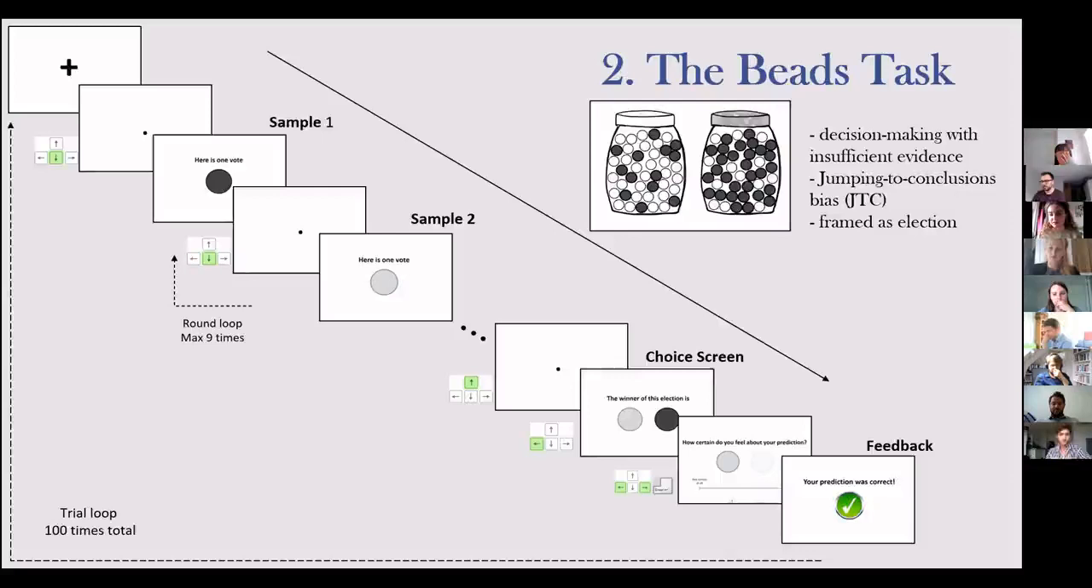And in total, participants go through 100 trials of this, which sounds like an insane number, but it actually doesn't take that long. Usually it's done in about 30 to 40 minutes.